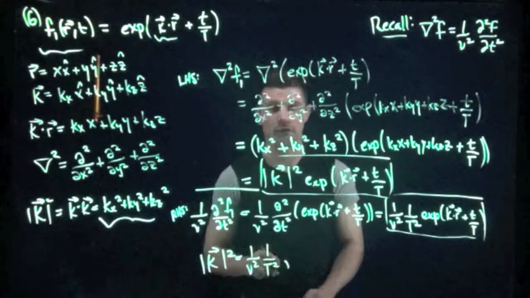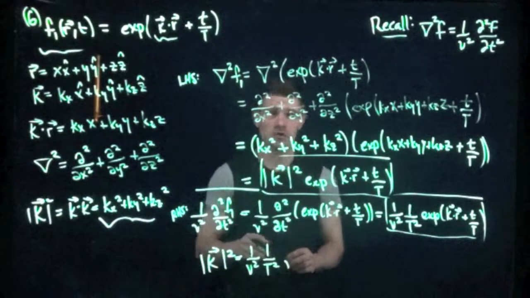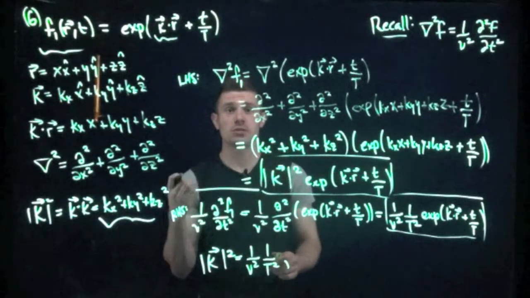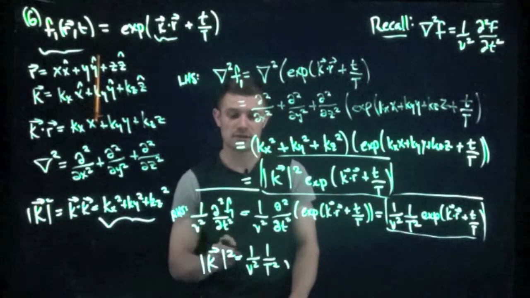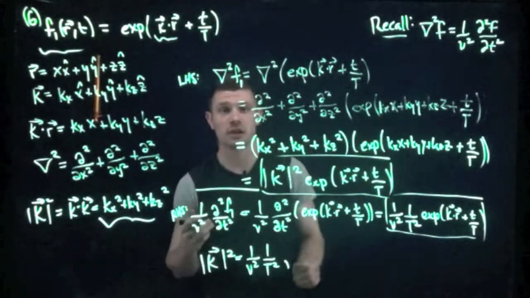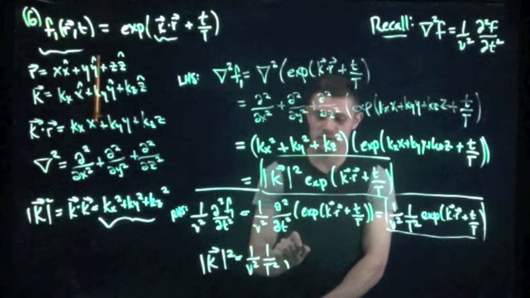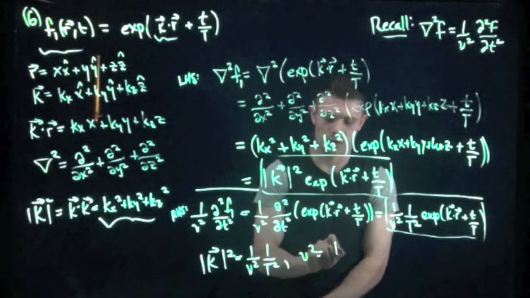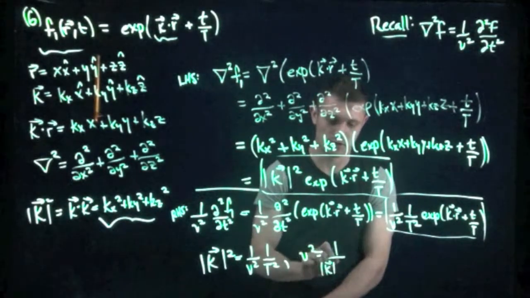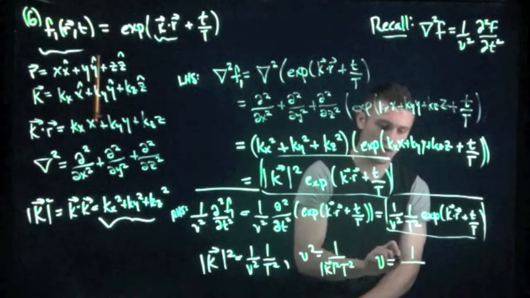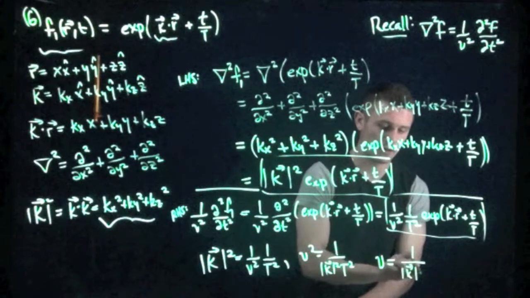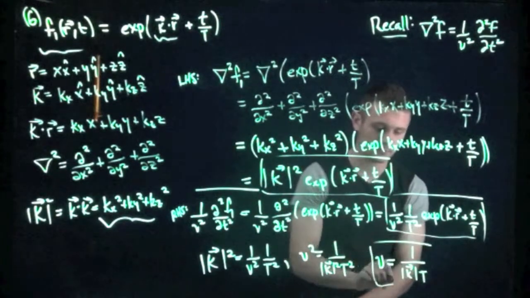And that's what we want to look for when we're trying to see if this satisfies the wave equation. We say the function satisfies the wave equation if it satisfies this formula up to some constant, and that constant is given by the velocity of the wave. So we can solve this for v. We get v squared is 1 over the magnitude of k squared T squared, and the wave speed is 1 over the absolute value of k times T.